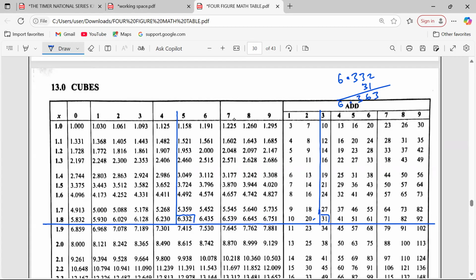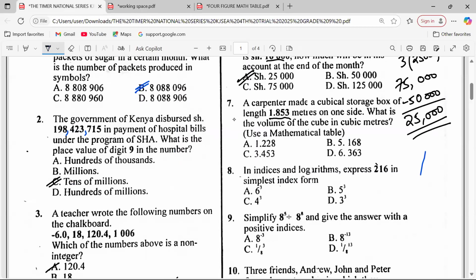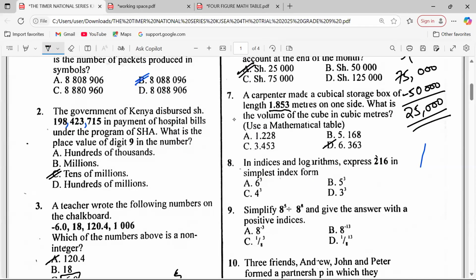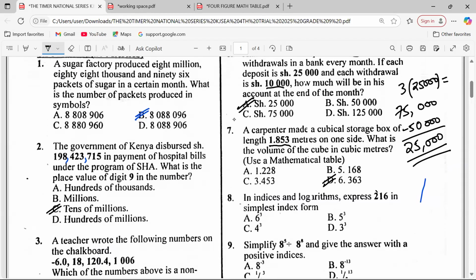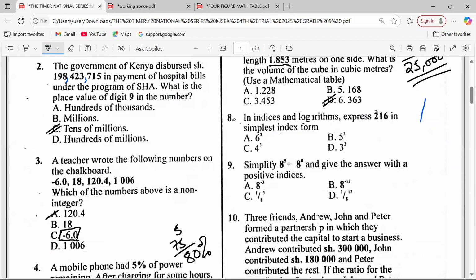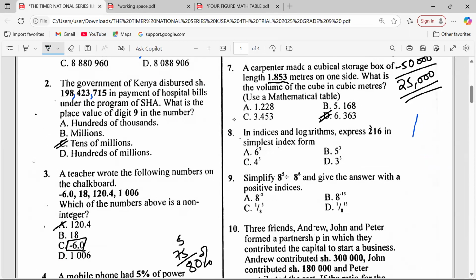So 6.363. So the answer is part D. I think we're supposed to make the choices very well. You just be very keen in your workings and also in the selection of the best.